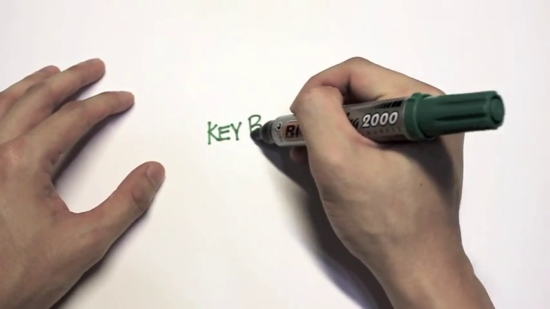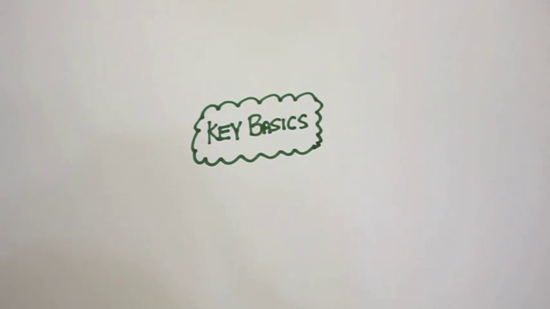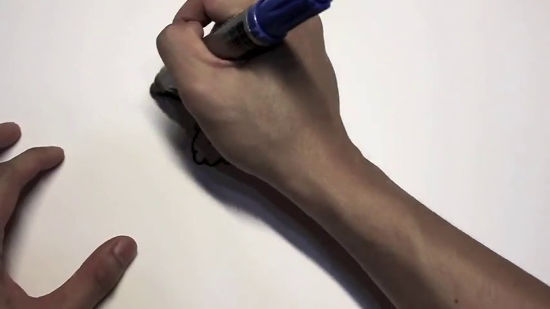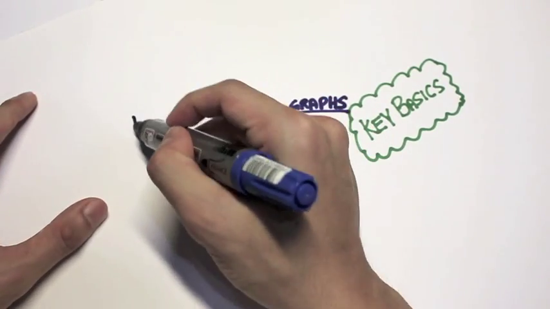Hi everyone. The objective of this video is to go through some of the key basics that you need to excel in Introduction to Economics. So the first thing that we need to understand is how the graphs work and how do you read them.